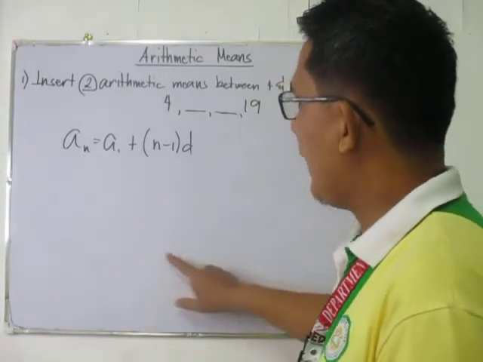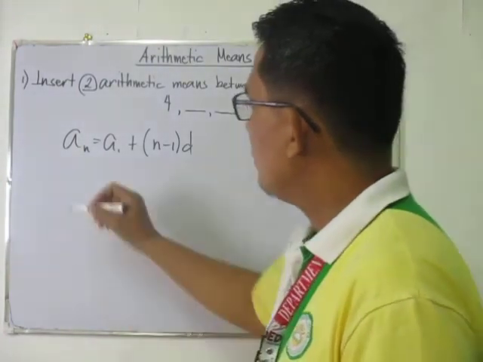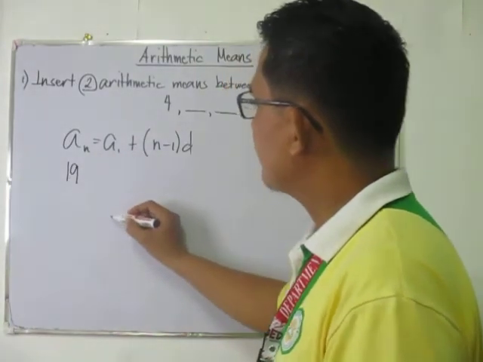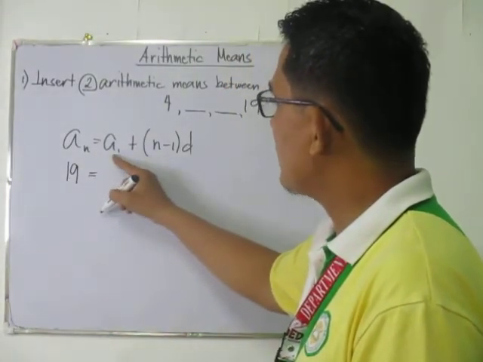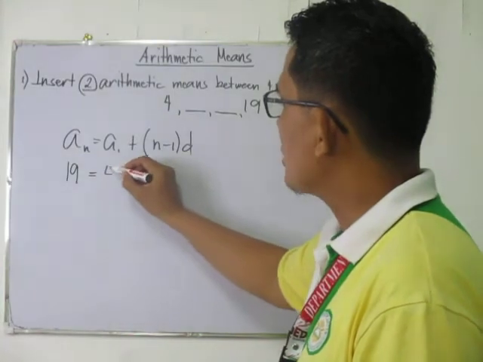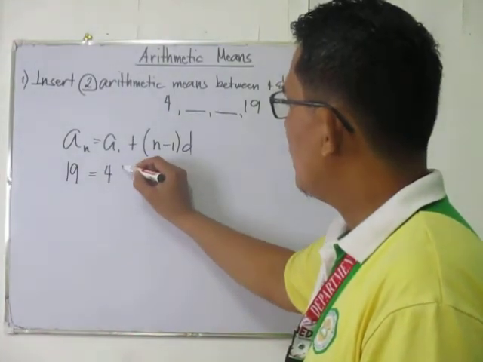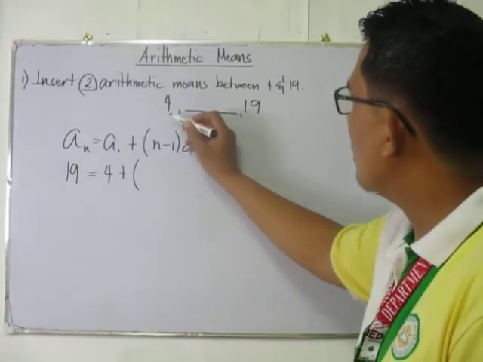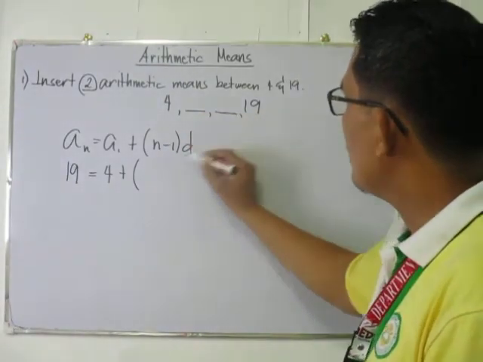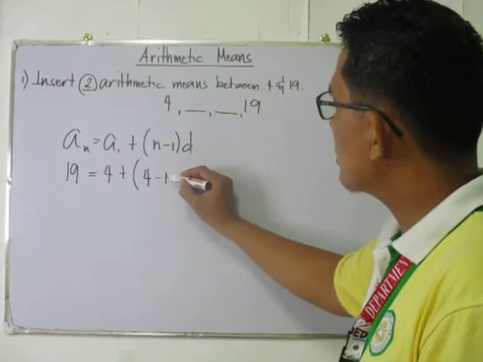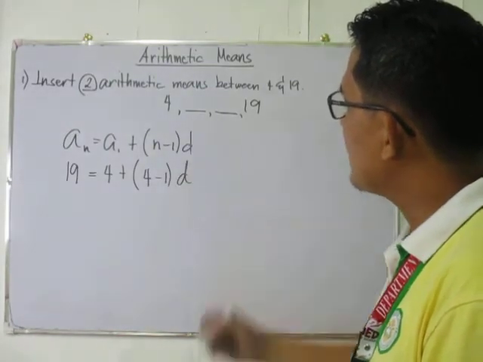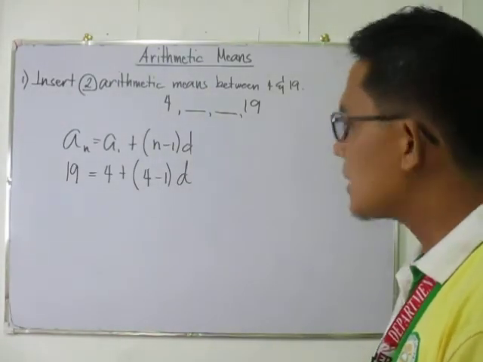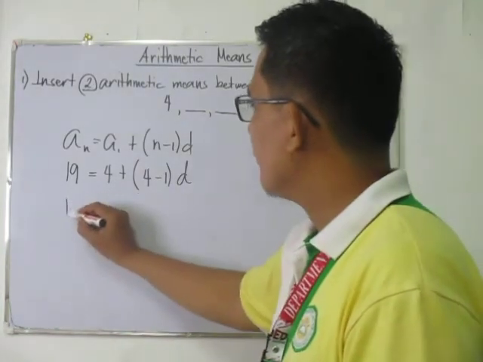Our a sub n is the last term, which is 19, equals our a sub 1, the first term, which is 4, plus n, the number of terms. How many terms are there? 1, 2, 3, 4. So we have 4 minus 1. The common difference is still unknown, so just write d. Simplify.